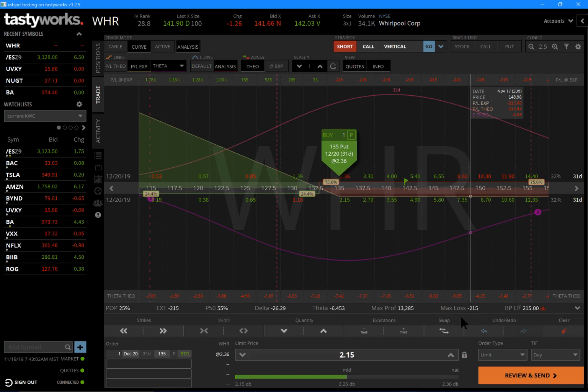Max loss, of course, would be what we would put into the trade, which would be just above $200. And max profit would be about $13,000. That's assuming, of course, that Whirlpool goes to zero. I would not anticipate that.